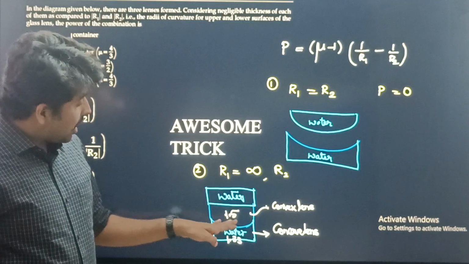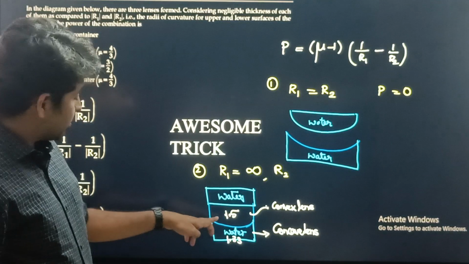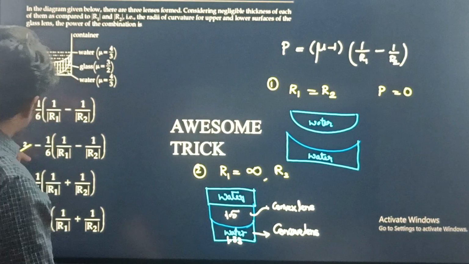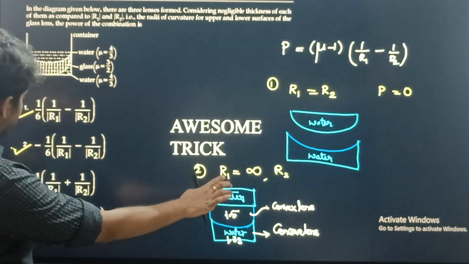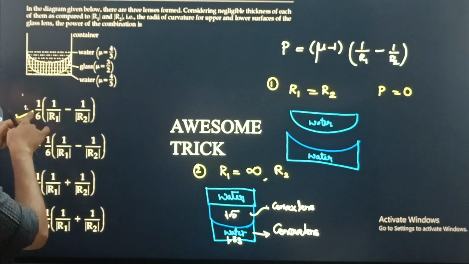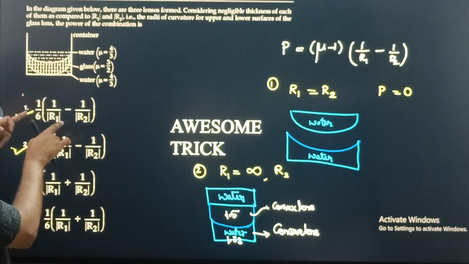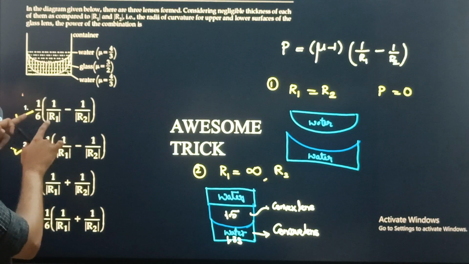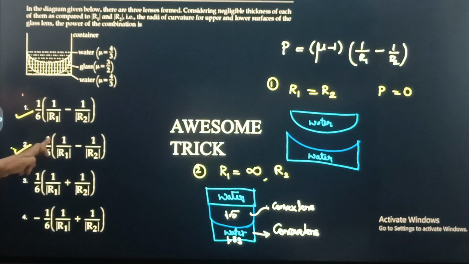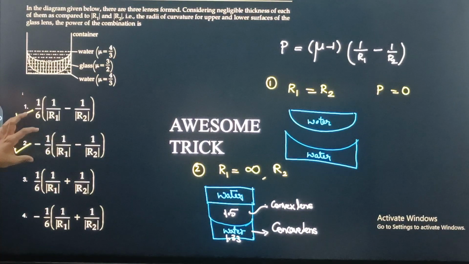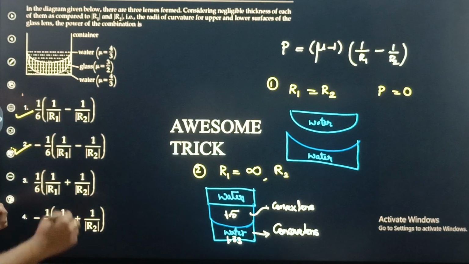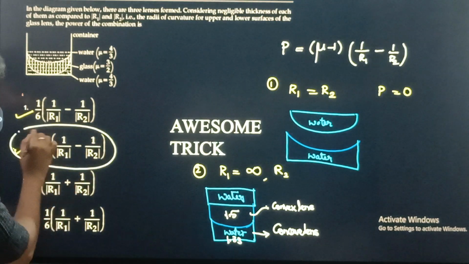As it behaves like a convex lens, the power has to be positive. So in these two options, let us check which one. If R1 is infinity, this one would be minus 1 by 6 R2, which says it is like a concave lens. And here, with R1 equal to infinity, this comes out to be plus 1 by 6 R2, which is a positive power. So our final answer will be the second option.